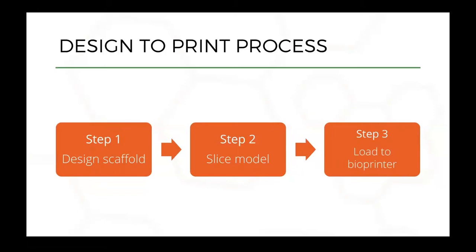So they're converting a 3D model into G code, which is the programming language that controls the printer, and then allowing you to take that file and load it onto a bioprinter or a 3D printer and create that 3D object. So today we'll walk you through that process, and you'll be able to see how it works.